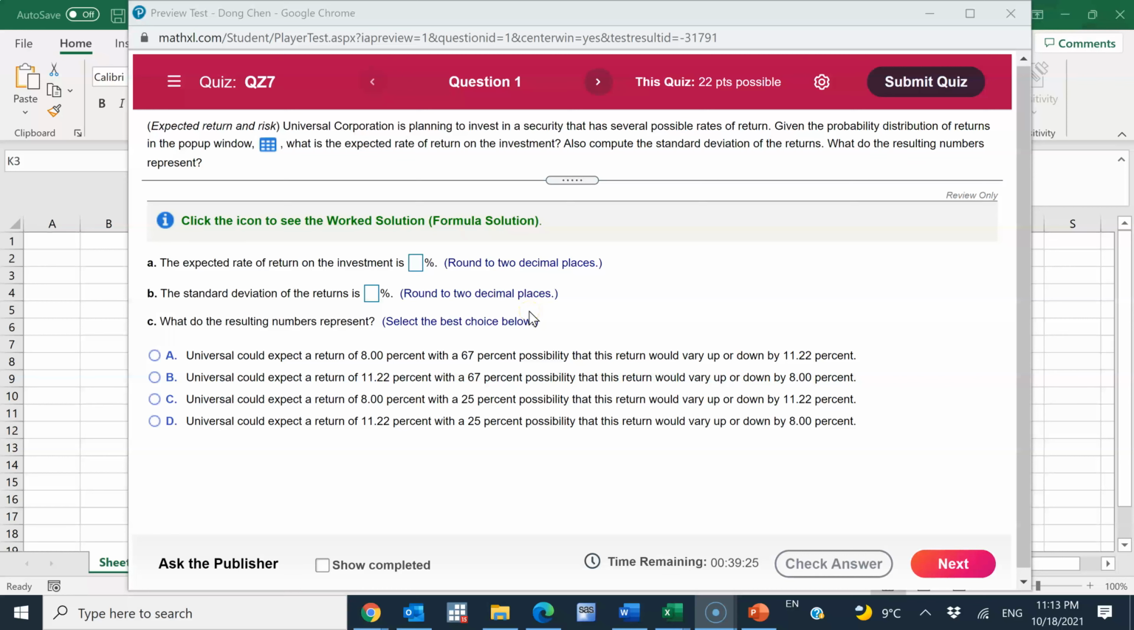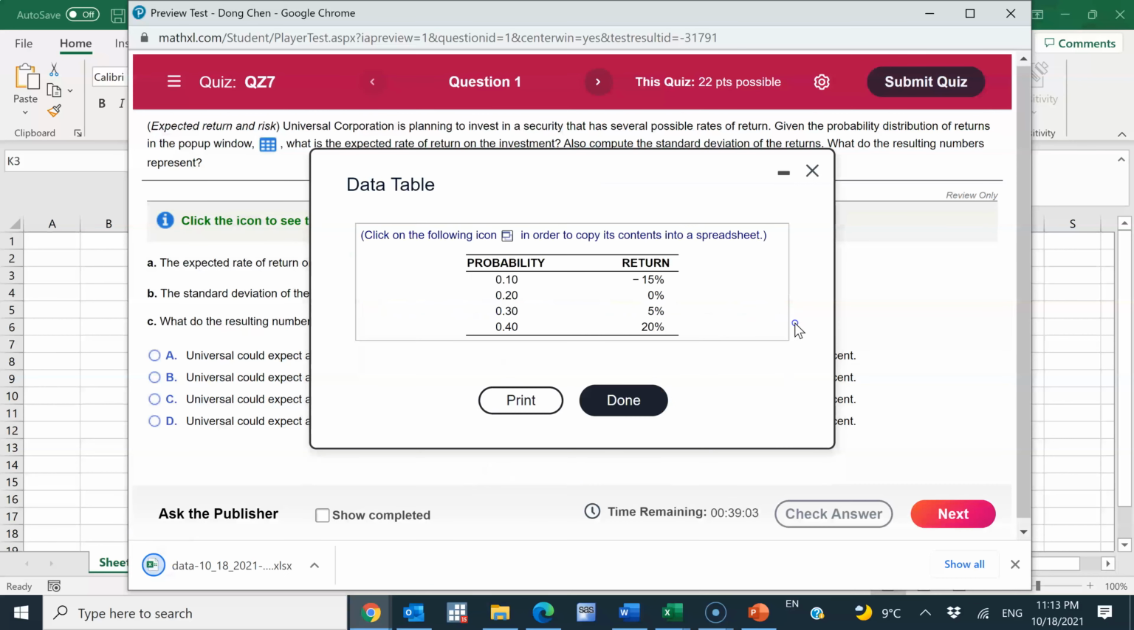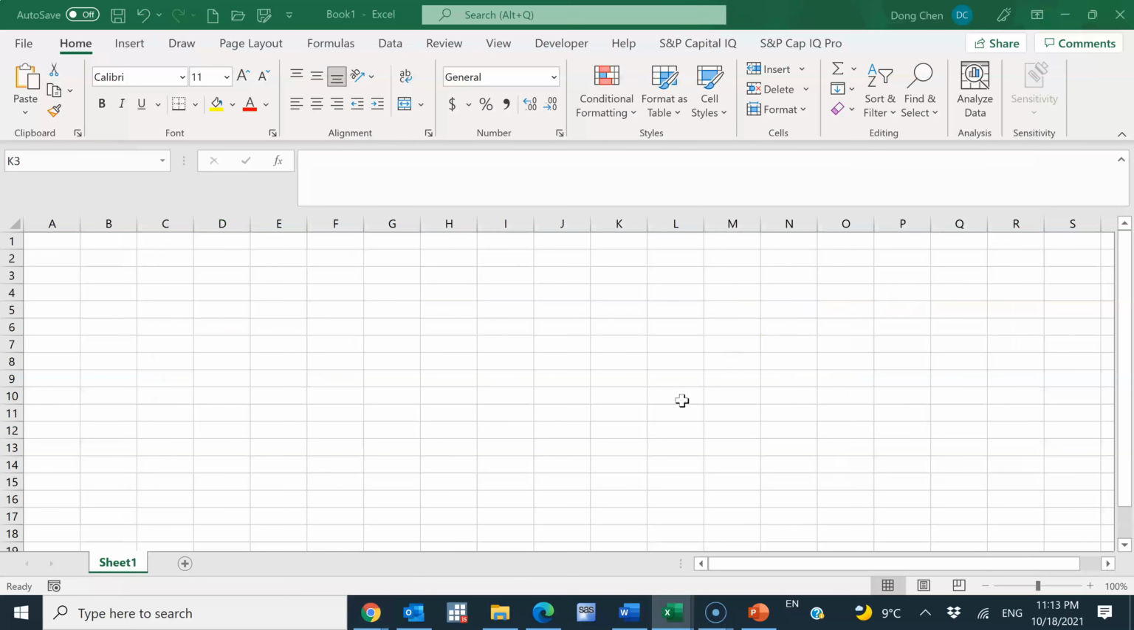This is question number 1 of Qz7 for chapter 6. Universal Corporation is planning to invest in a security that has several possible rates of return given the probability distribution of the returns in the pop-up window. So just click on the window and we can open this actually in Excel, and that will facilitate our calculation.